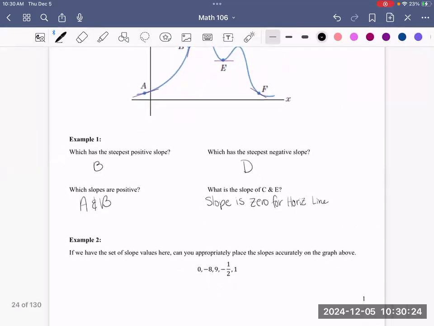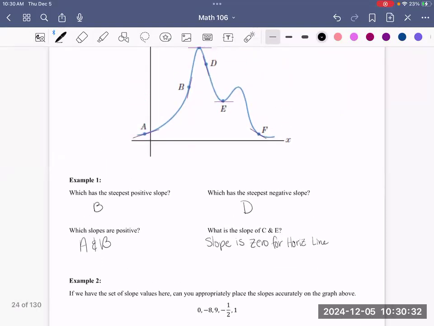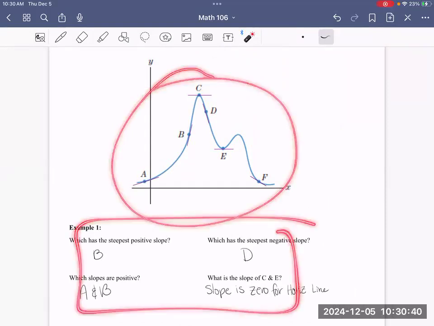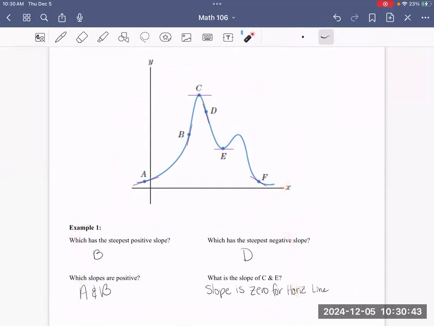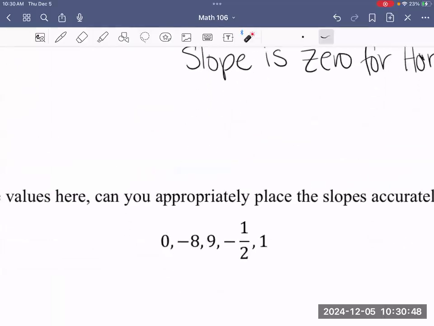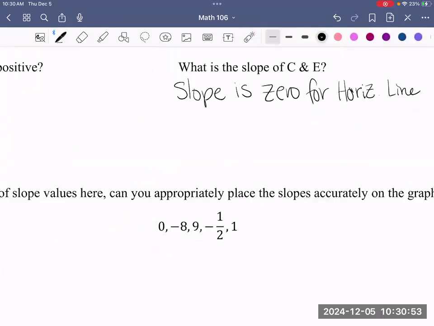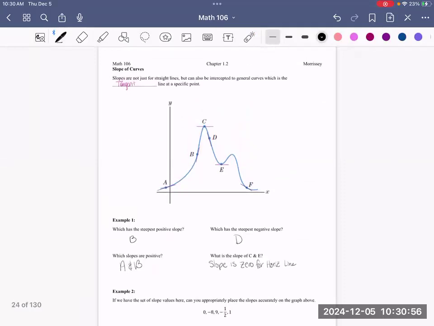So for example 2, it says, if we have a set of slope values here, can you appropriately place the slopes accurately on the graph? They're just telling us, okay, let's say that these are your slopes. Can you match them to what we have defined about them currently? So let's see if you can pause the video. Now, if you're returning, take a look at what we just talked about, C and E. You have a 0 here, so we can go ahead and put those on here as well. So we know that this value here is 0. That value here is 0.